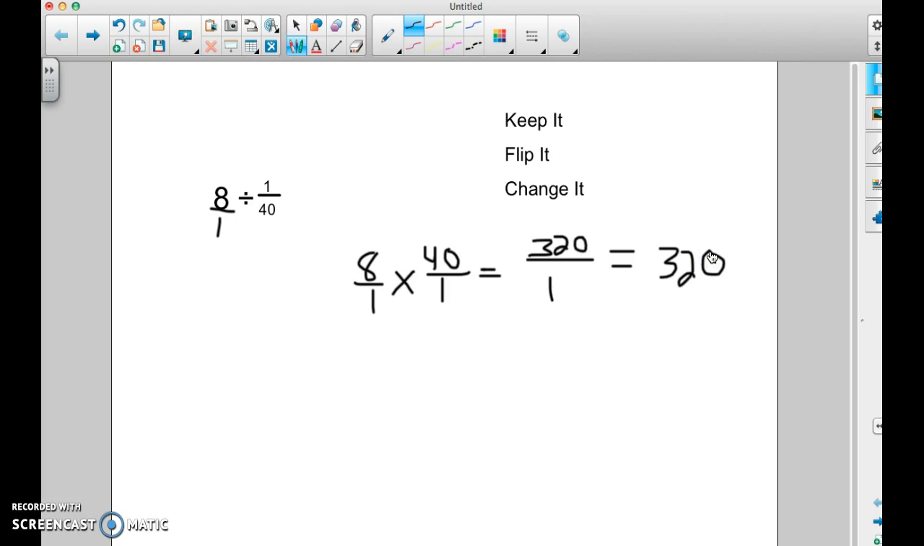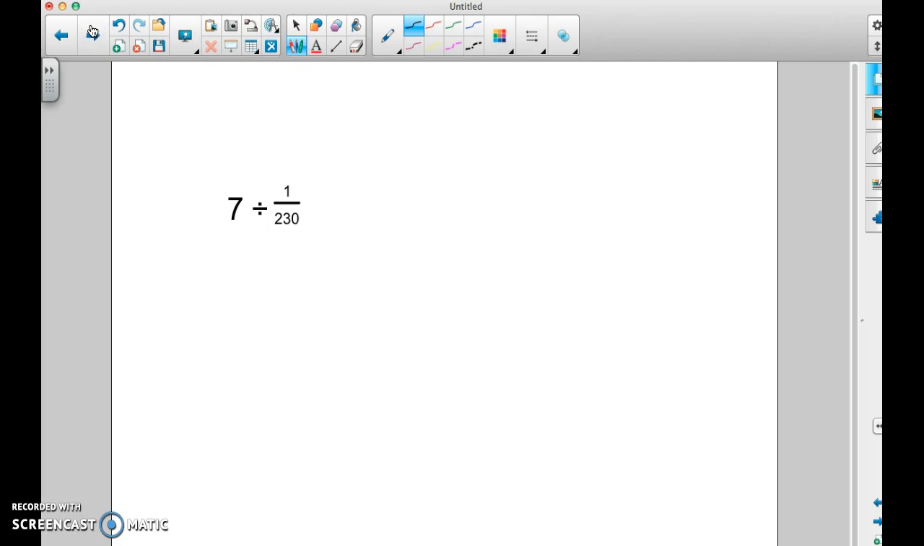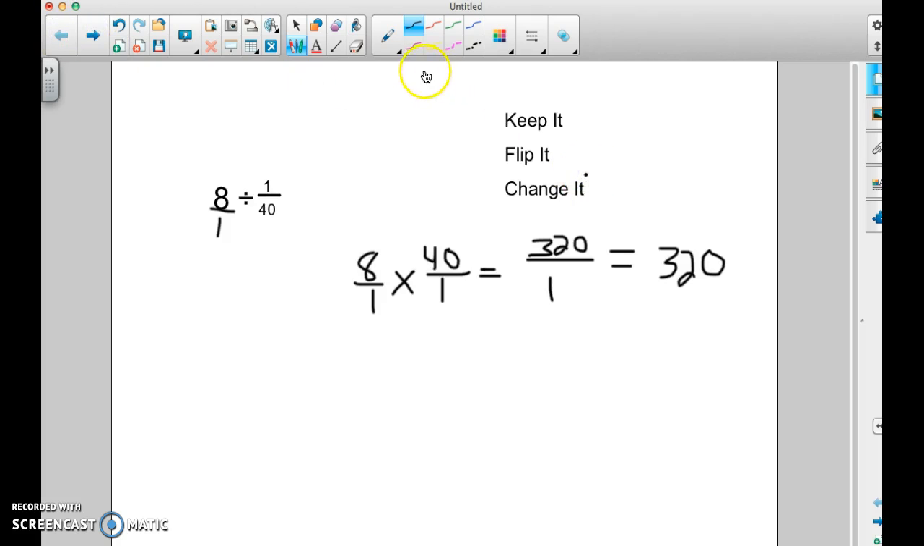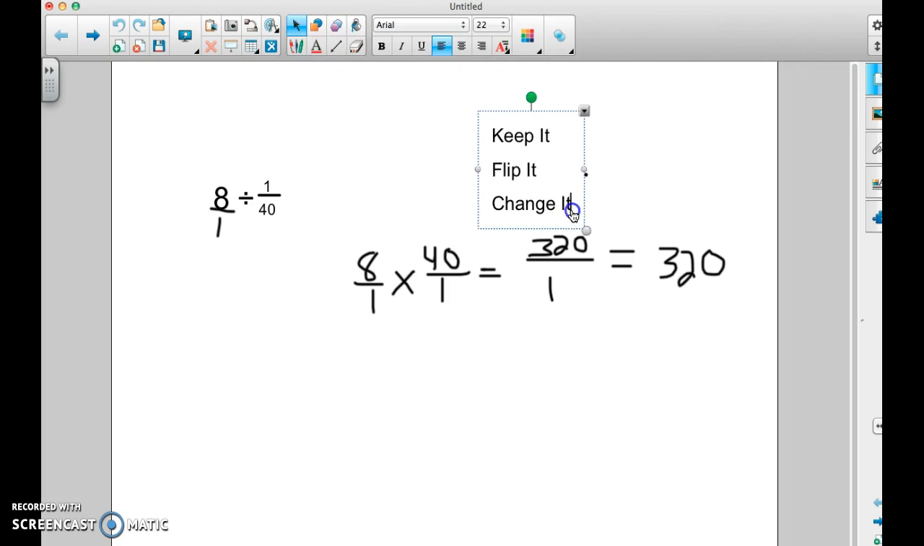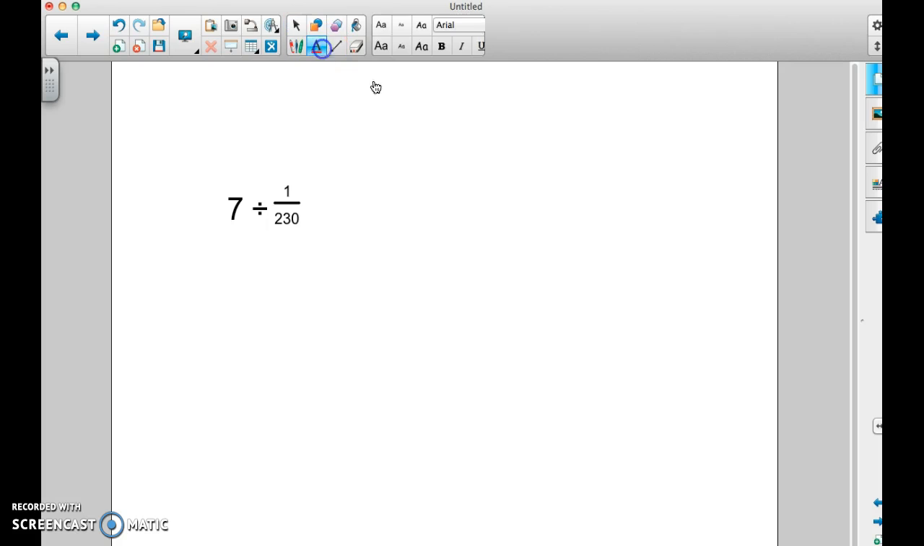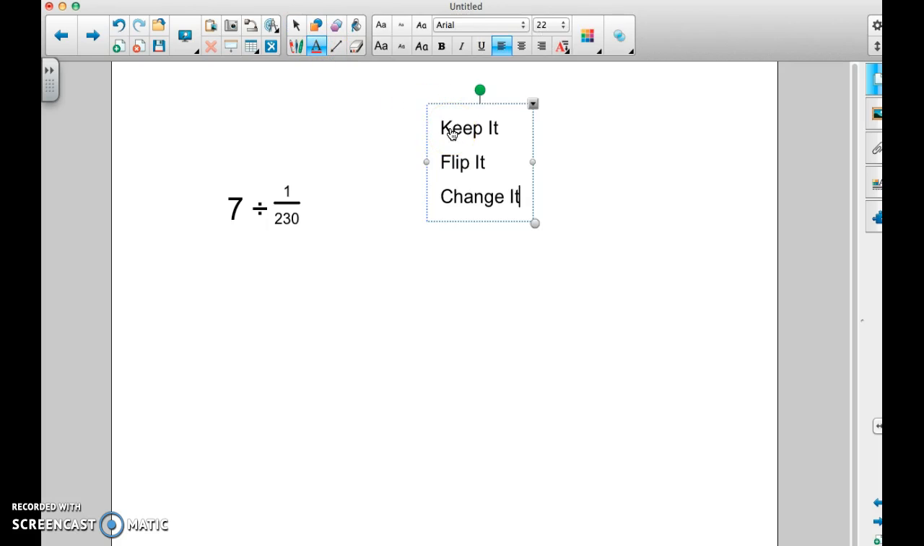Obviously, those can get a little tougher, though, right? Now, on this other page, we had something here that I need to look at. And we said keep it, change it, flip it, right?